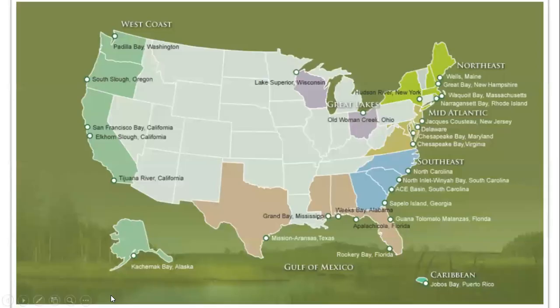Now I work at Rookery Bay National Estuarine Research Reserve and we are part of a nationwide system of research reserves. There's 30 of us. We're all located where there are estuaries. An estuary is a place where two different types of water mix. That is usually salt water from an ocean and fresh water coming from over the land.